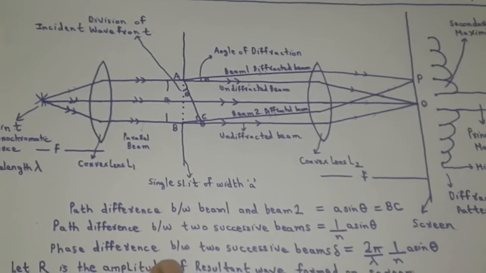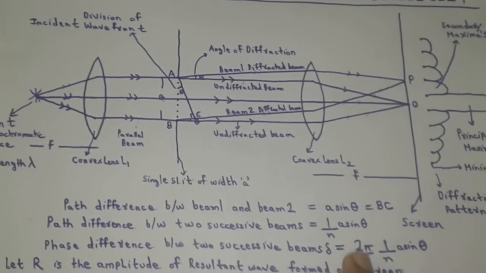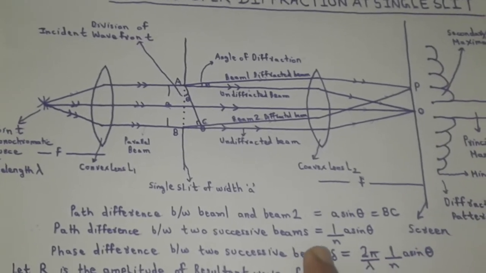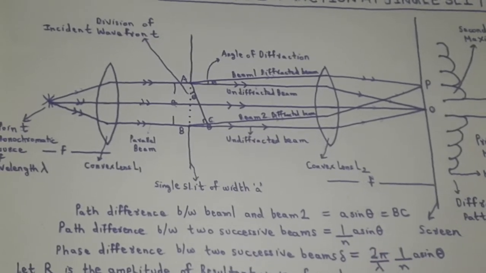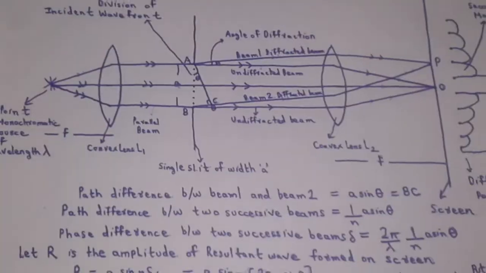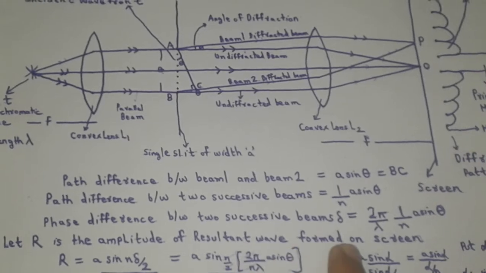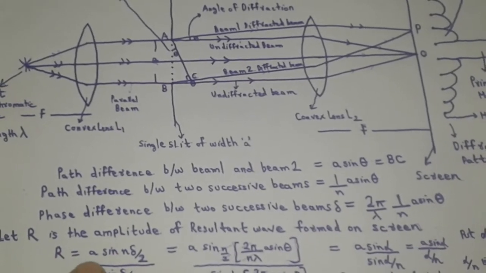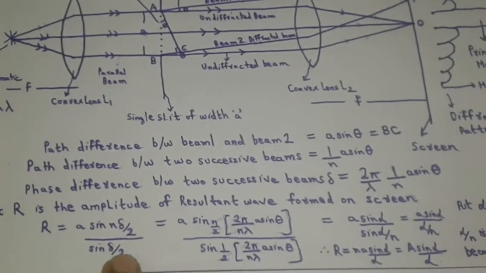The phase difference between two successive beams delta is equal to 2 pi upon lambda into 1 upon n A sin theta, because phase difference is equal to 2 pi by lambda into path difference. Let R is the amplitude of resultant wave formed on the screen. Then this amplitude is given by R is equal to A sin n delta by 2 upon sin delta by 2.